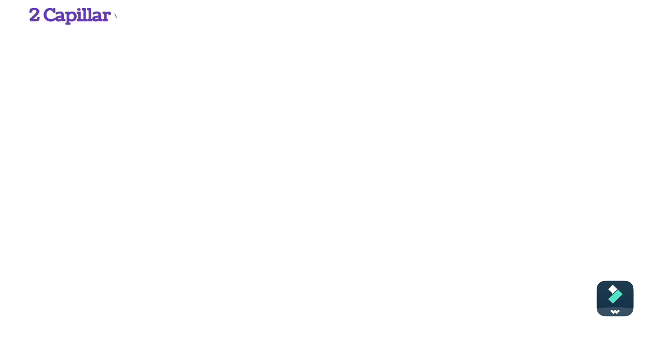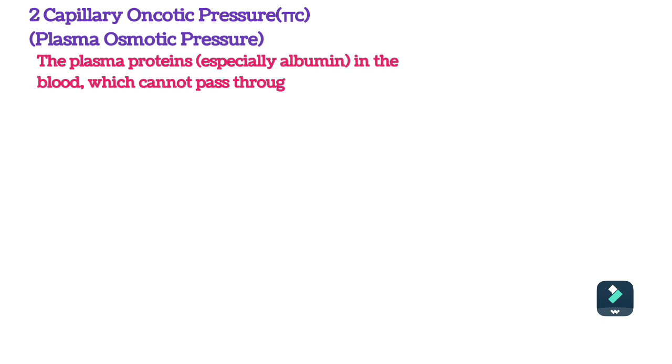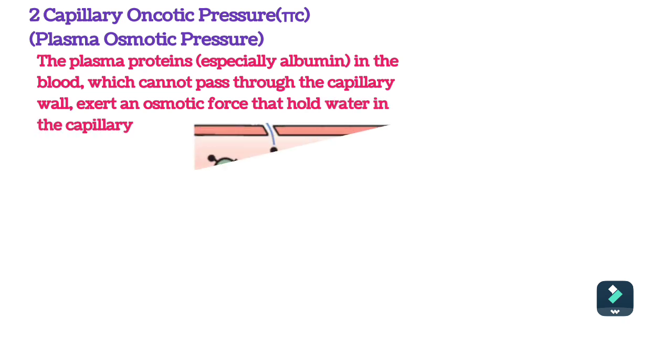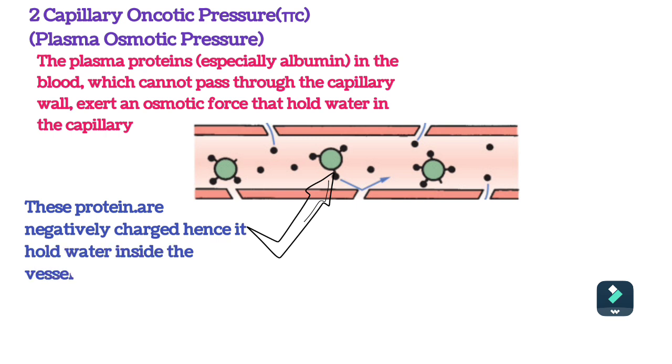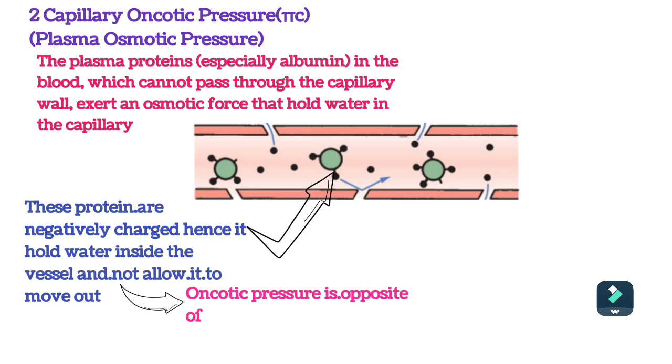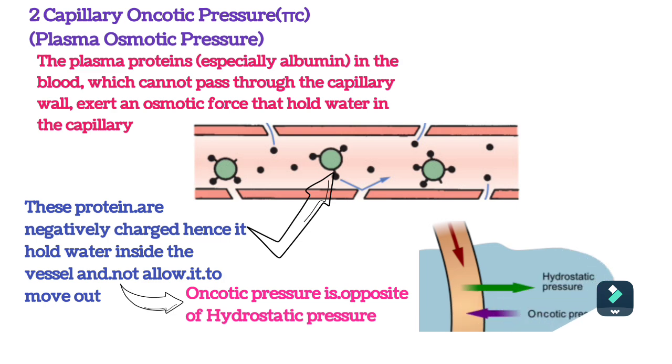2. Capillary oncotic pressure, or PIC. Plasma osmotic pressure. The plasma proteins, especially albumin, in the blood, which cannot pass through the capillary wall, exert an osmotic force that holds water in the capillaries. These proteins are negatively charged, hence they hold water inside the vessel and do not allow it to move out. Thus, oncotic pressure is the opposite of hydrostatic pressure. Oncotic pressure holds the water in the vessel, preventing it from leaking into the interstitium, while hydrostatic pressure pushes it out from the vessels into the interstitium.